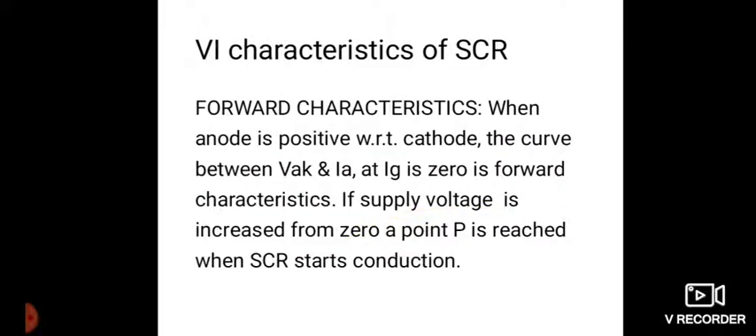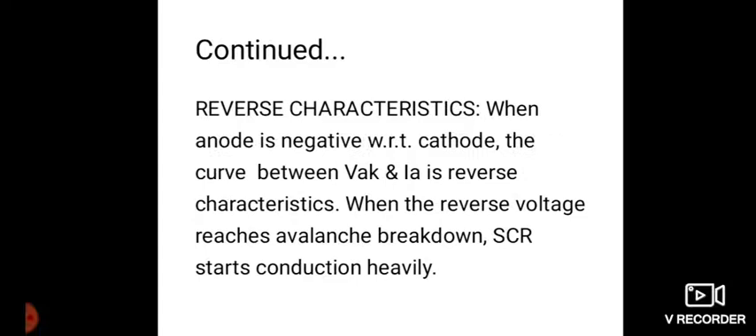Then coming to the VI characteristics of SCR. First one, the forward characteristics. When the anode is positive with respect to the cathode, the curve between VAK, the voltage between anode and cathode, and IA, that is the anode current, at gate current Ig equal to 0, is the forward characteristics. If the supply voltage is increased from 0, a point P is reached when the SCR starts conduction.